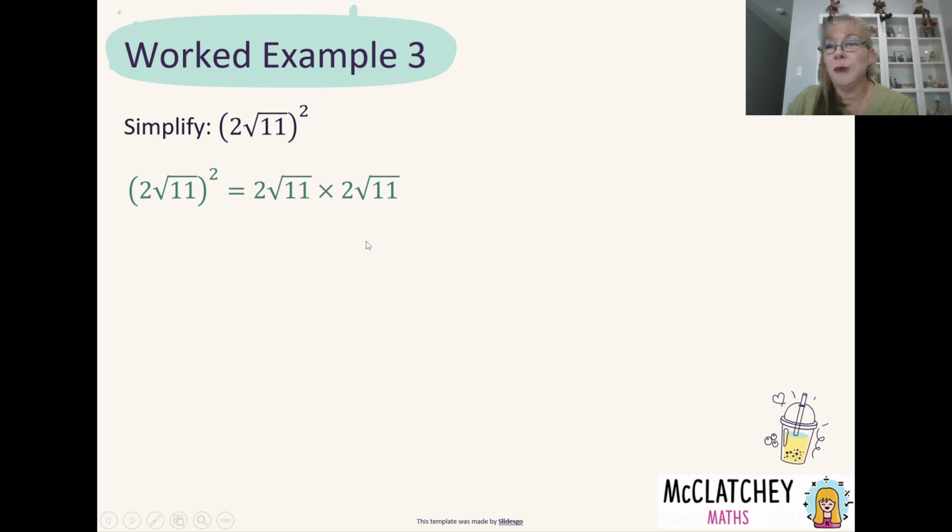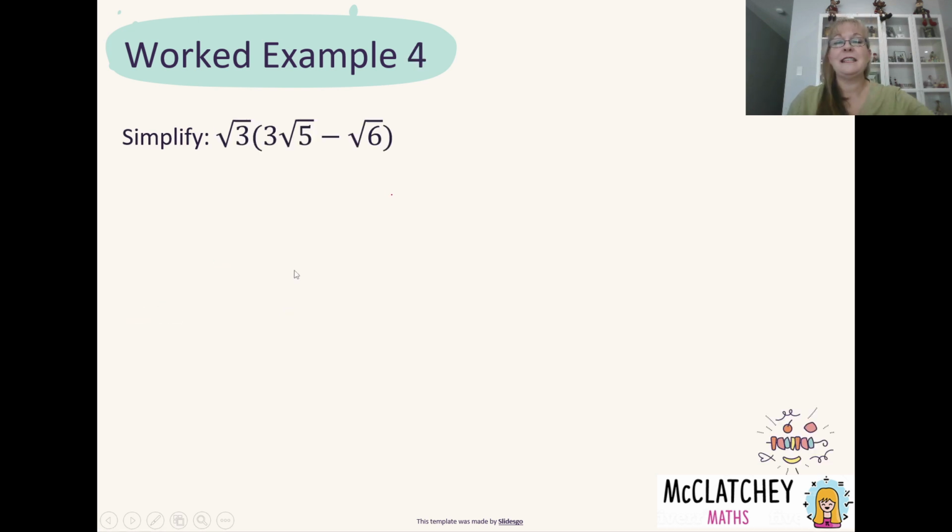Now, there's two ways we could go about this. First of all, I'm going to show you one way and then we'll talk about the other way. So first of all, 2 times 2, that's the coefficients, get multiplied, becomes 4. But remember, when anything is multiplied by itself and it's a surd, it will cancel out this square root sign. So it's just going to become simply 11. Another way I could have gone about that was our rule, 11 times 11 makes 121. And then I do the square root of 121, I get 11. And 4 times 11 is 44.